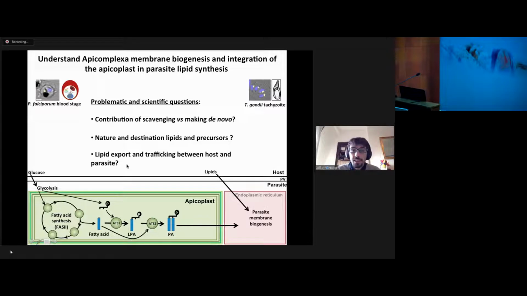So at the time we started the studies, we didn't know what the contribution was of the actual de novo synthesis pathway happening in the apicoplast, but also in the ER, and also what is the exact contribution of the scavenging pathway, and what is the nature and the destination of these lipids, how they're trafficked, and how they go across several membranes. And these are the questions that we are currently asking.